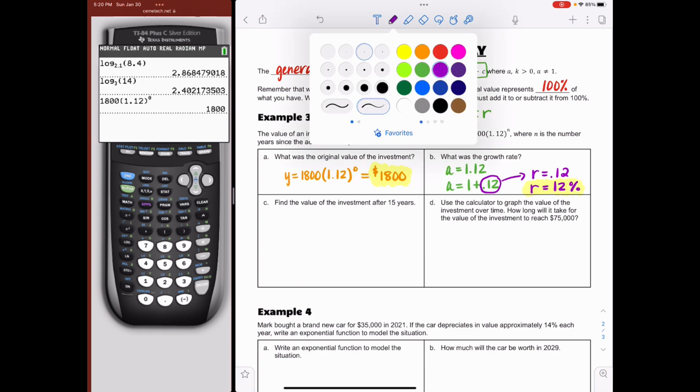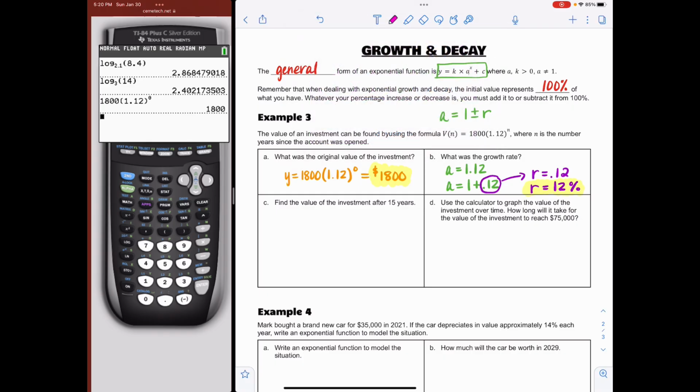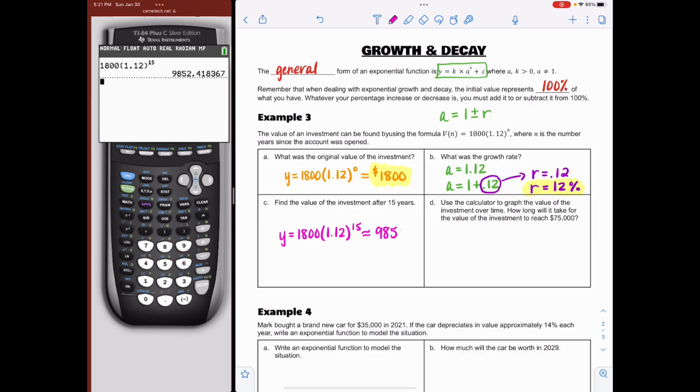So now for part C, it says, find the value of the investment after 15 years. So all I have to do is just substitute in 15. So I'm going to have y is equal to 1,800 times 1.12 to the power of 15. So when I do that in the calculator, I end up getting that approximately there was $9,852.42 in the account for that investment after 15 years.